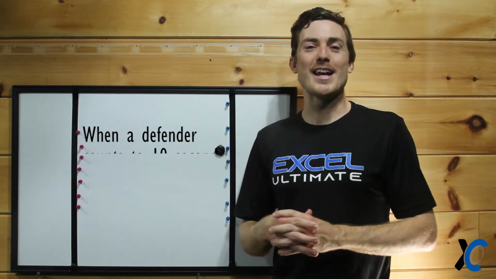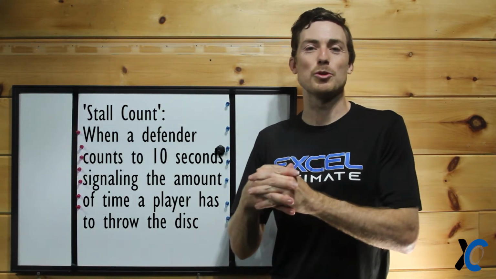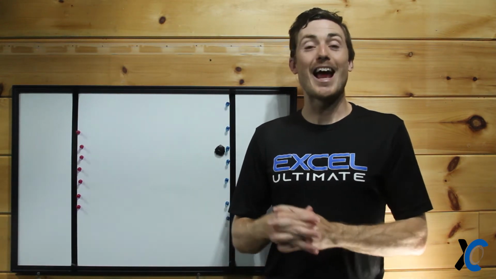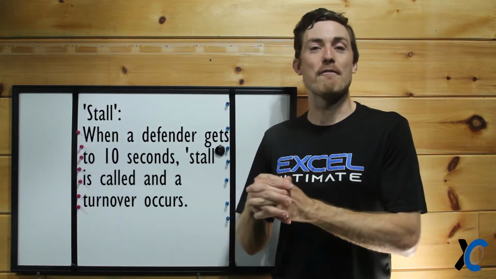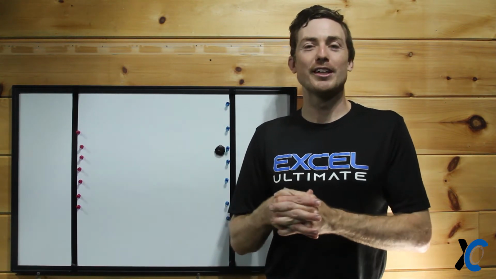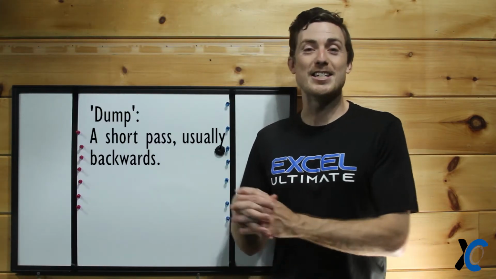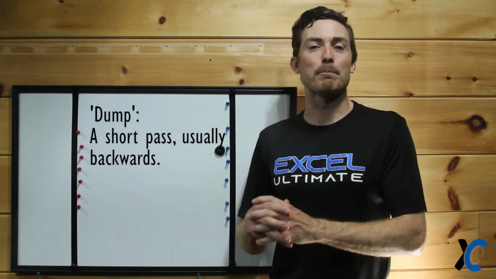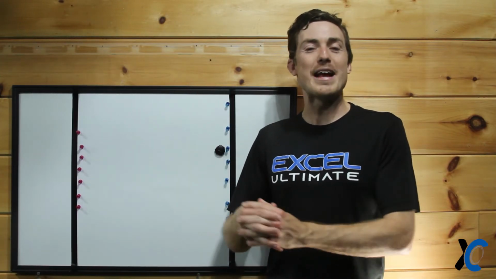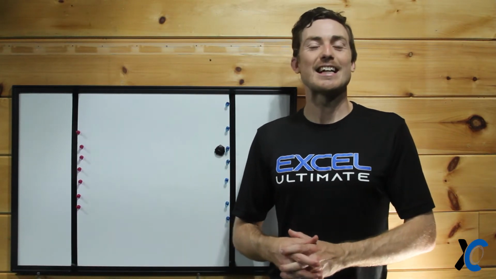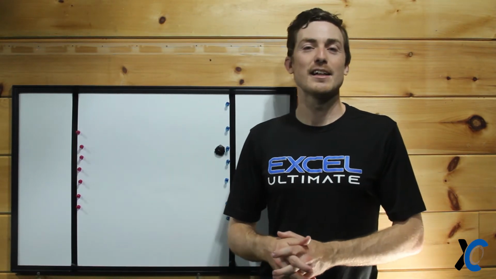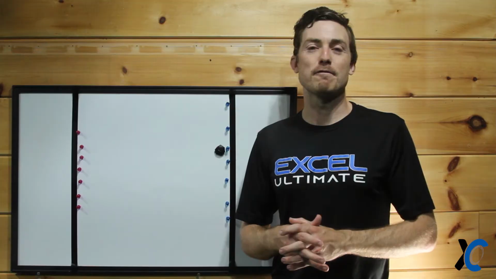A stall count is when a player has 10 seconds to throw and the defense is counting 1 through 10. A stall occurs when the defender gets to 10 seconds, and if a stall is called, then it is a turnover. A dump is a way that the handlers can protect against the stall, and it's a short backwards pass to maintain possession and get the stall count down to 0. So a small pass behind the disc completed to save possession for your team.